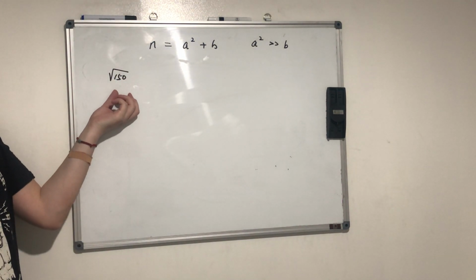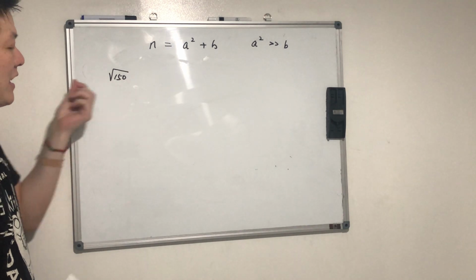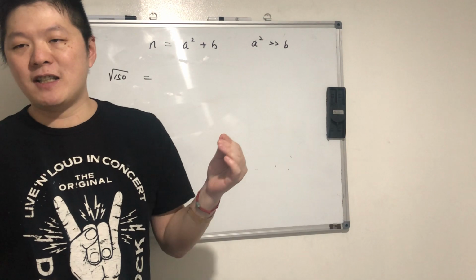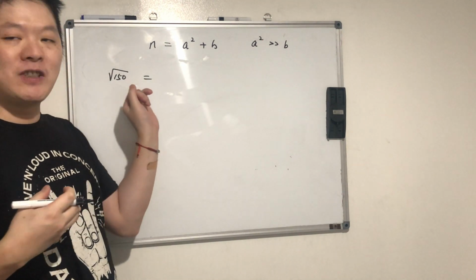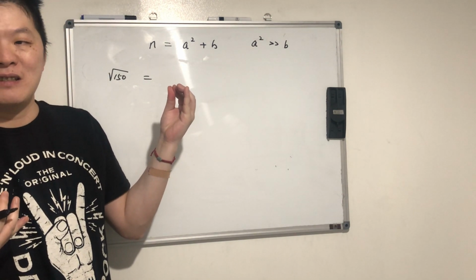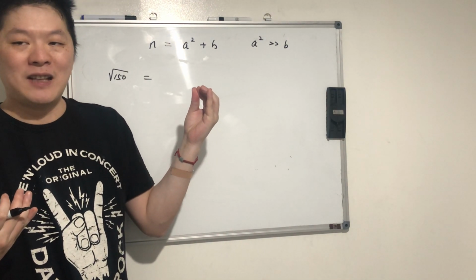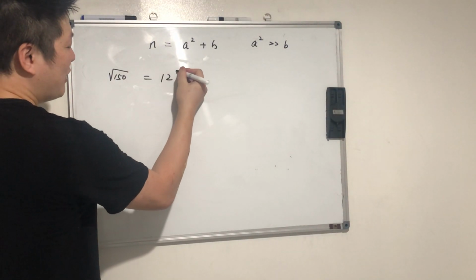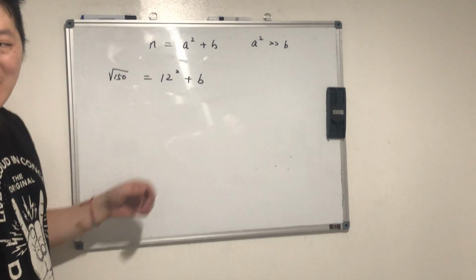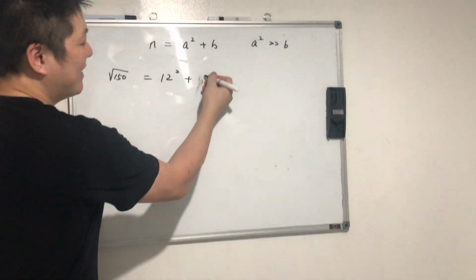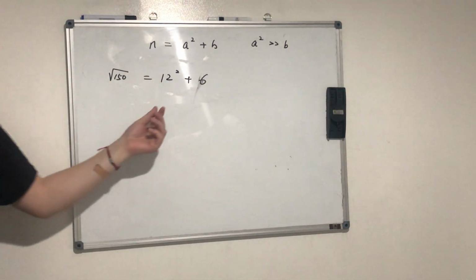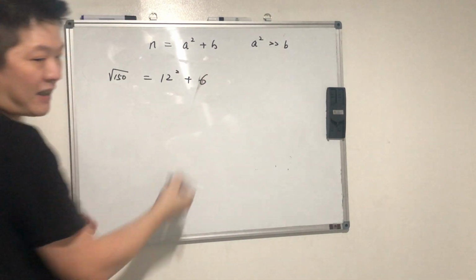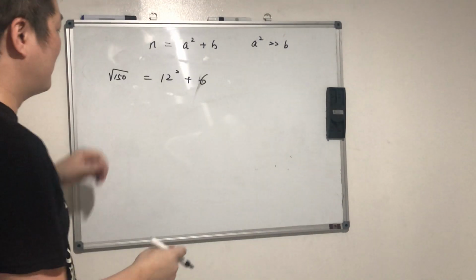So for example, I want to calculate the square root of 150. It equals to which number, whose square is less than 150 but the biggest? 12. Yes, exactly. So 12 squared plus 6, right? So remember, a is 12, b is 6, okay? A is twice as big as b.